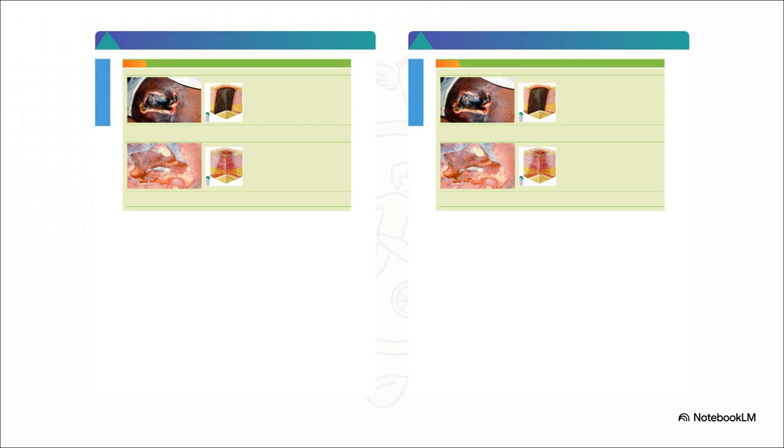On the left is unstageable. This means it's a deep wound, but it's so covered with gunk, slough, or eschar that you can't actually see the bottom. You can't stage what you can't see. And on the right is a suspected deep tissue injury, or a DTI. This looks like a deep, angry purple or maroon bruise that just won't go away. The skin might be intact, but it's a sign that there is major damage happening way down deep.